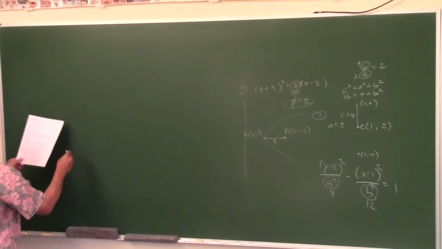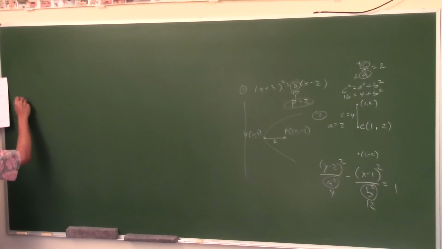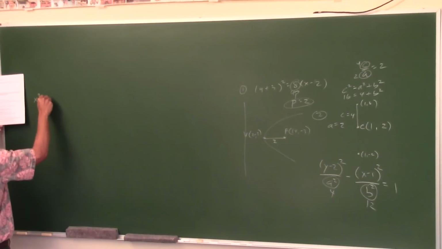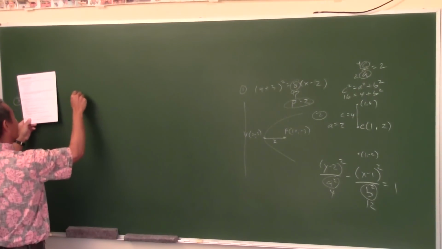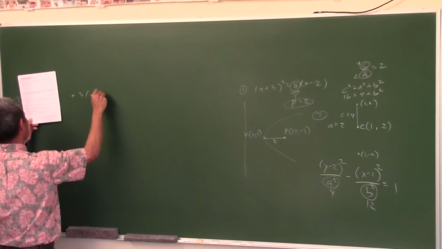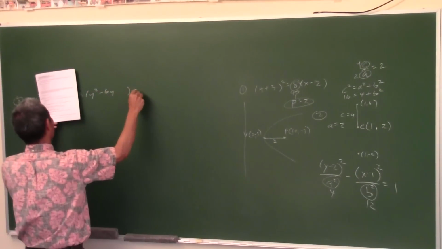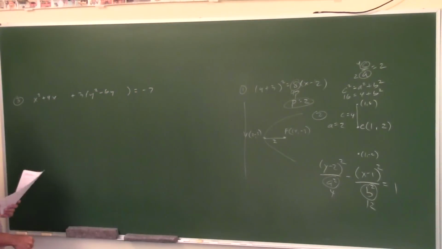Okay, where are we? Number 3. Find the eccentricity of this ellipse. So we have to complete this square. Put all the x's together. And on the y's, you can factor out the 3, so you're going to have y squared minus 6y equals -7. Put the constant on the other side.